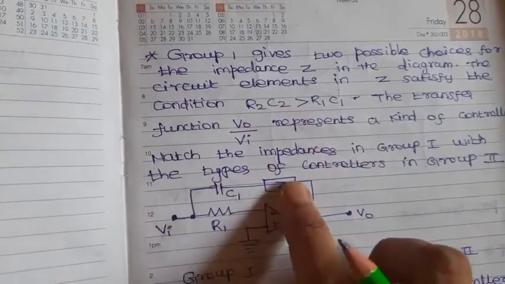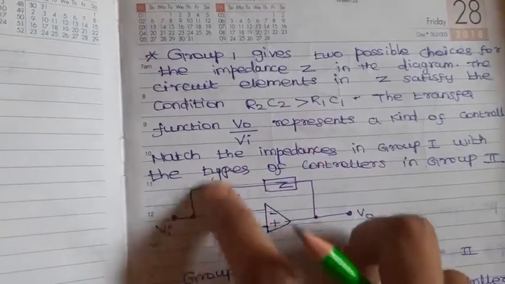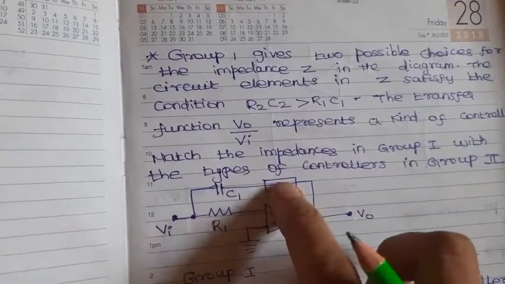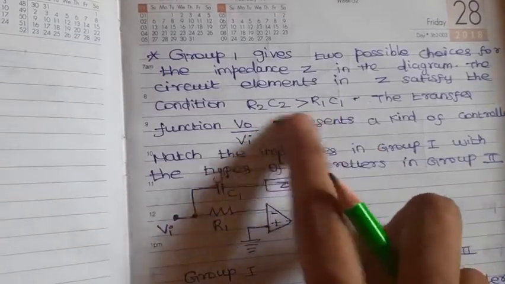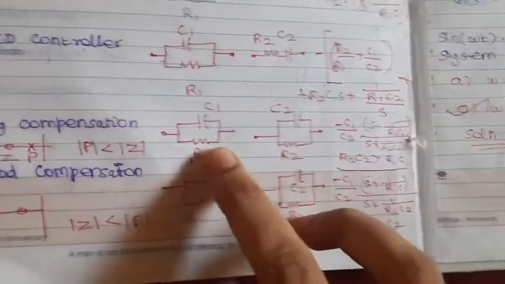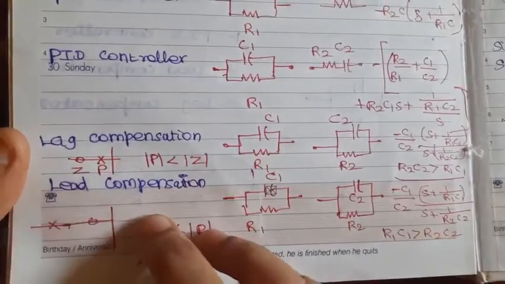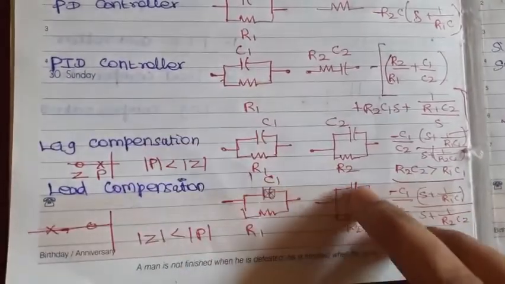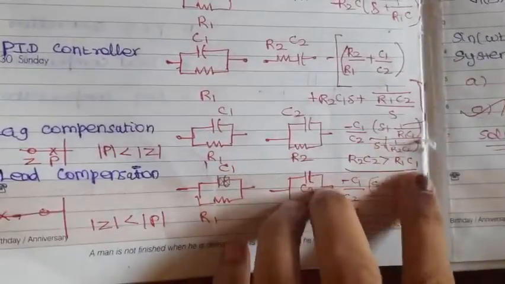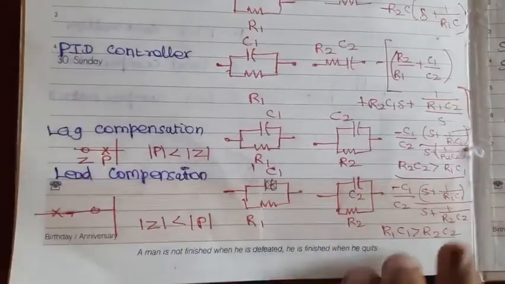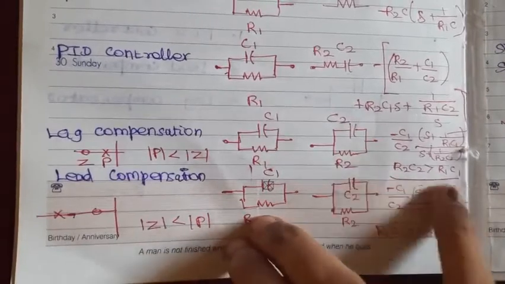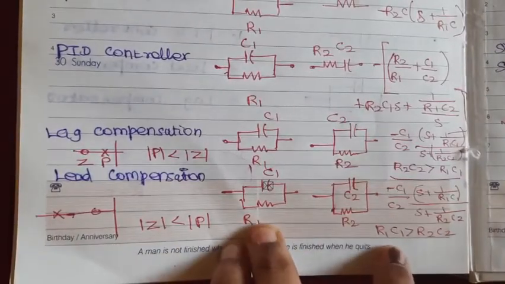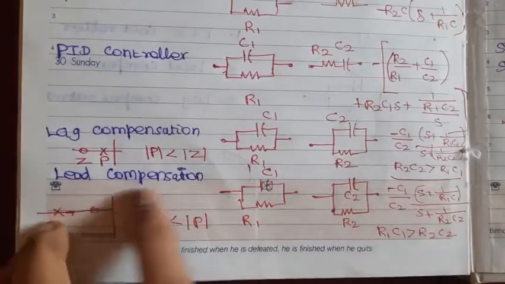Z1 of s is given, and Z1 of s is nothing but R1 parallel with C1. Z2 of s is given, R2 C2 greater than R1 C1. This condition is very important. Parallel means it is lag, lead or PID controller. Then R2 C2 greater than R1 C1 means it is a lag compensator, whereas R1 C1 greater than R2 C2 means it is a lead compensator.